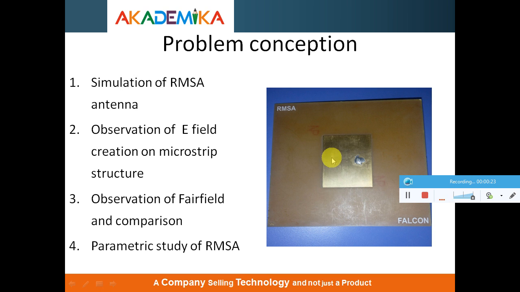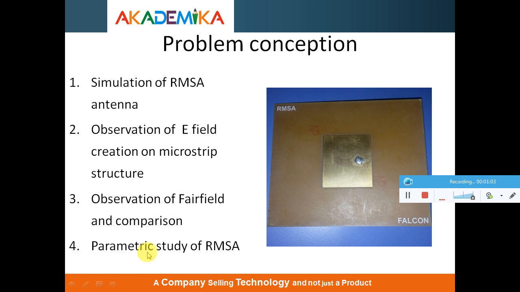Here we can see this rectangular shape on the FR4 substrate. This antenna is going to be simulated with the help of a simulation software called EM Cube. The model name is EM Picasso, which is more popular for microstrip devices. The problem is to simulate the RMSA antenna first, then observe the E field creation on microstrip structures. Next is the observation of the far field and its comparison with the practical far field data, meaning the radiation pattern simulated by the software, which we are going to compare with the practical one.